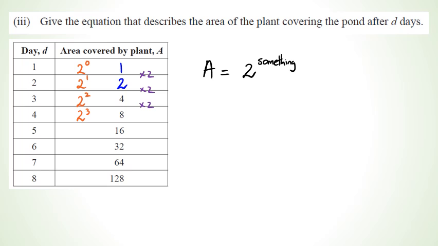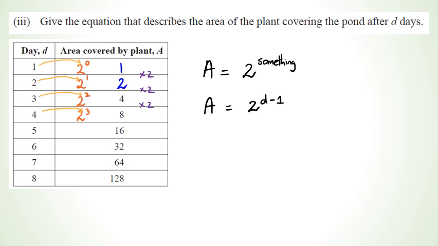So what I need to do is figure out a pattern between this number and the power itself. And what you should see is that the power is actually 1 less than whatever d is. So that means I could write this formula as a equals 2 to the power of d minus 1. That something is going to be d minus 1. That's one way of writing this equation.